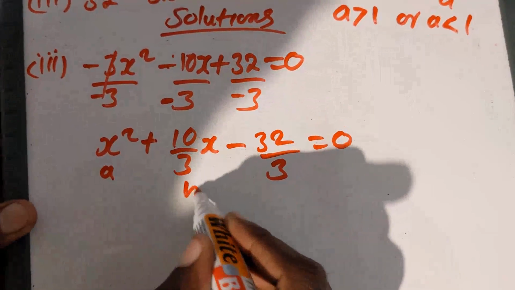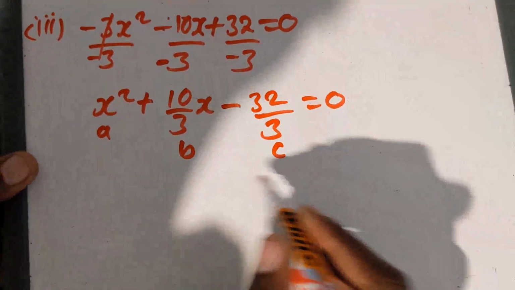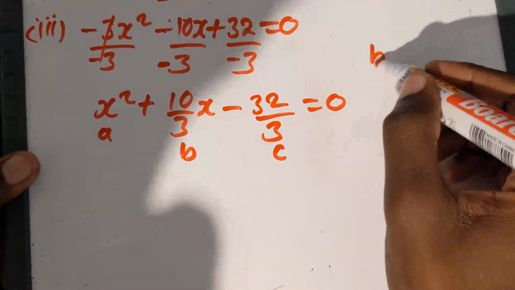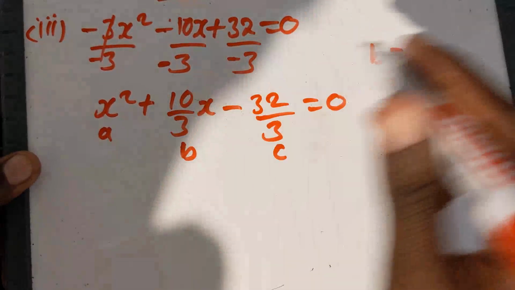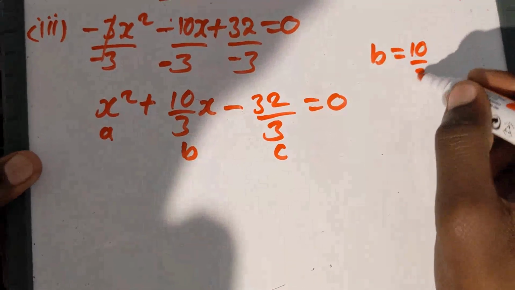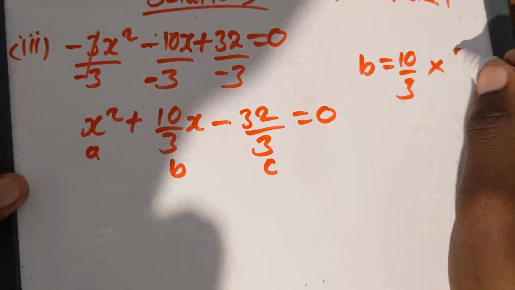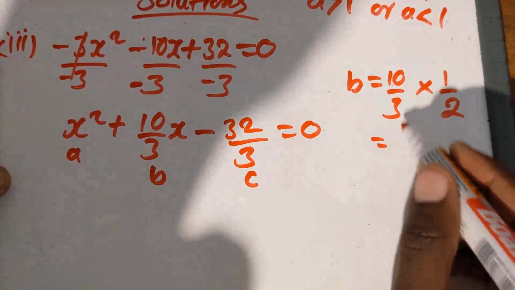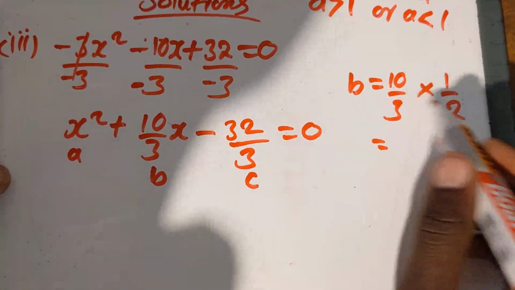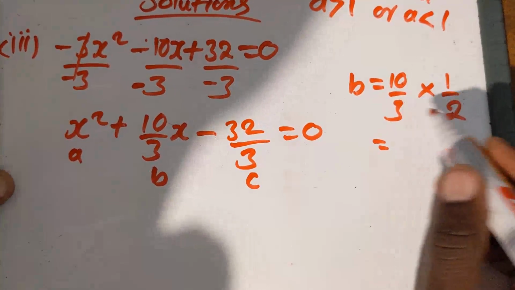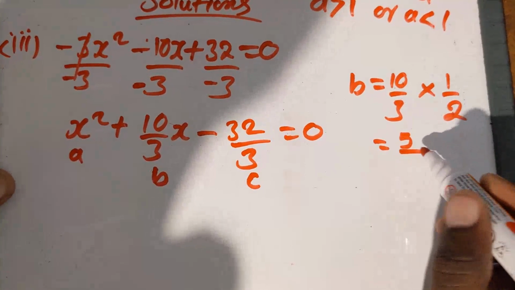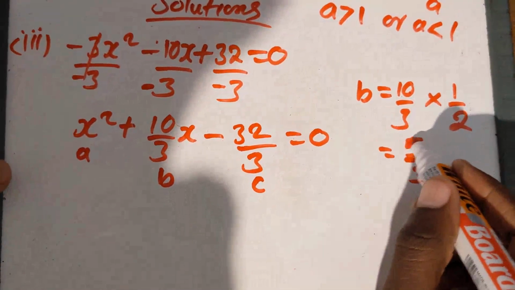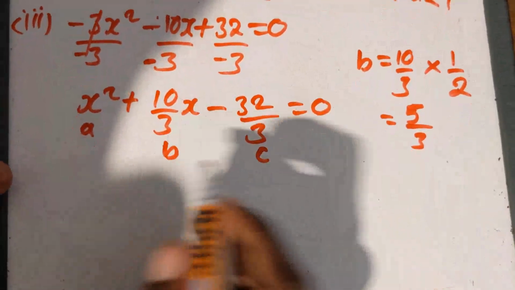This is your A, this is your B, this is your C. Okay, so what is half of B? Our B is 10 over 3. So multiplied by 1 over 2, that is what half of B is. 2 into this, it is 5, meaning that we are going to have 5 over 3, like that. This is half of B.